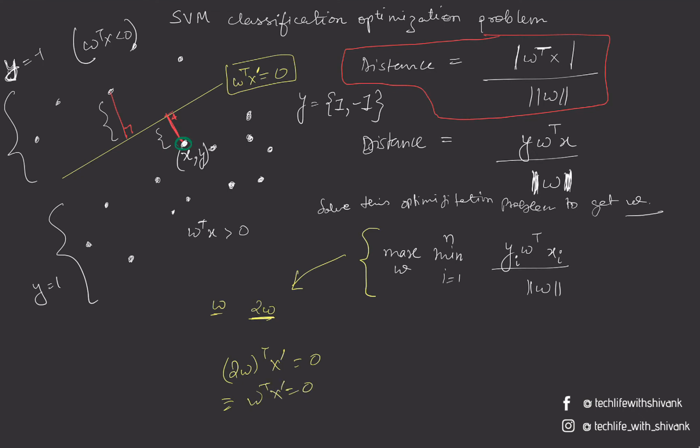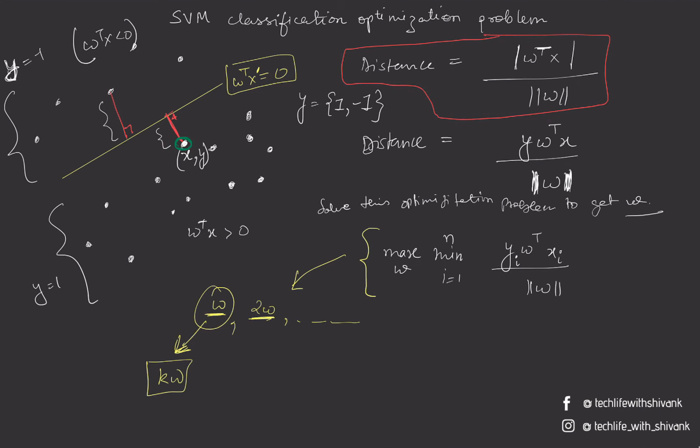So multiplying W with a scalar value would not change our hyperplane, and hence we can find any multiple of W. So if W is the answer, then KW will also be the answer. So out of all such valid answers for the W, we have to find just one of the answers.